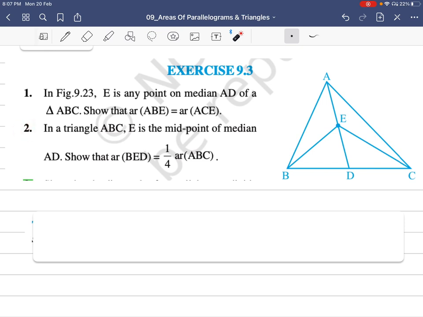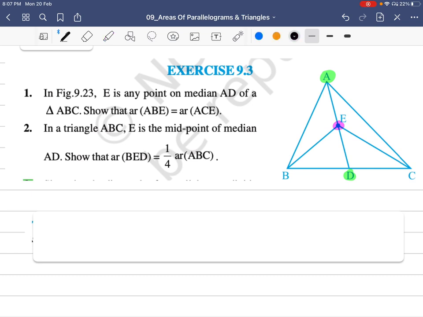In the previous video, we saw problem number 1. Problem number 2 is related to problem number 1. Let's read what problem number 2 says. In a triangle ABC, so this is our triangle ABC, E is the midpoint of median AD. So this E is the midpoint of this median AD. Okay, so I'm going to highlight it.